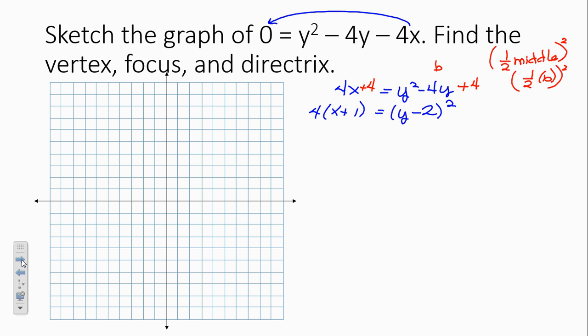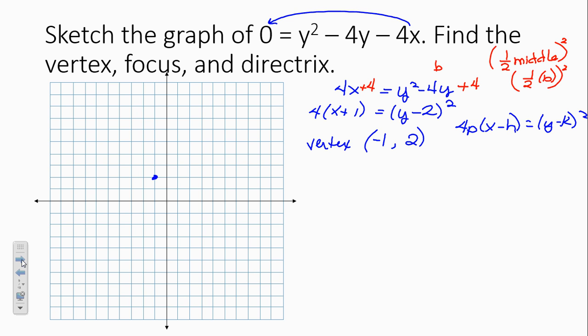So now we have our h and k, don't we? What's our vertex? Because we have it in the form of 4p times x minus h equals y minus k squared. So what was our vertex? -1, +2. Always the opposite signs of what's in the parentheses. So we are at -1 up 2.